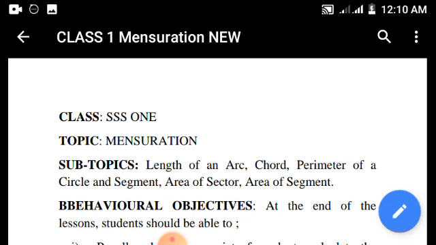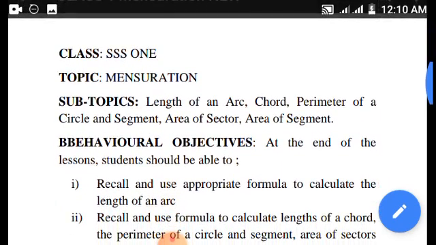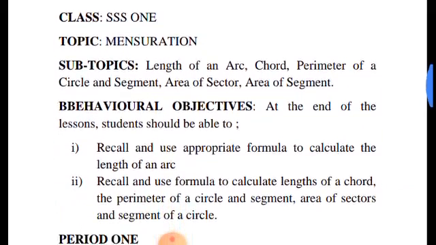Under mensuration, we have some subtopics like length of an arc, chords, perimeter of a sector and segments, area of sector and area of segment. It is expected that at the end of this lesson, students should be able to: 1. Recall and use appropriate formula to calculate the length of an arc. 2. Recall and use the formula to calculate length of a chord, the perimeter of a sector and segment, area of a sector and segment of a circle.